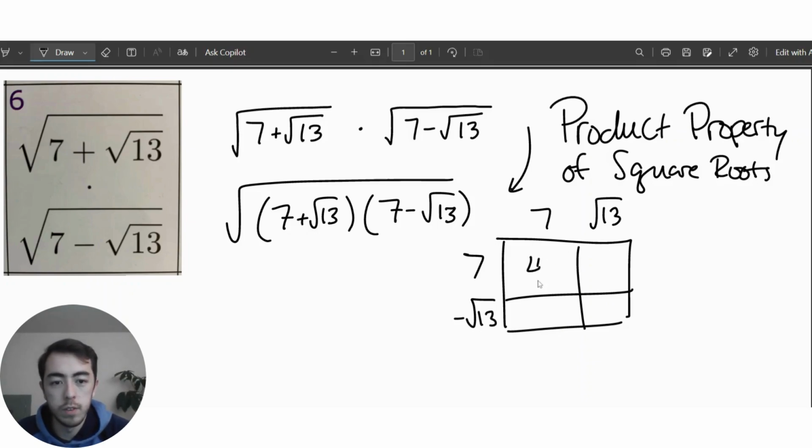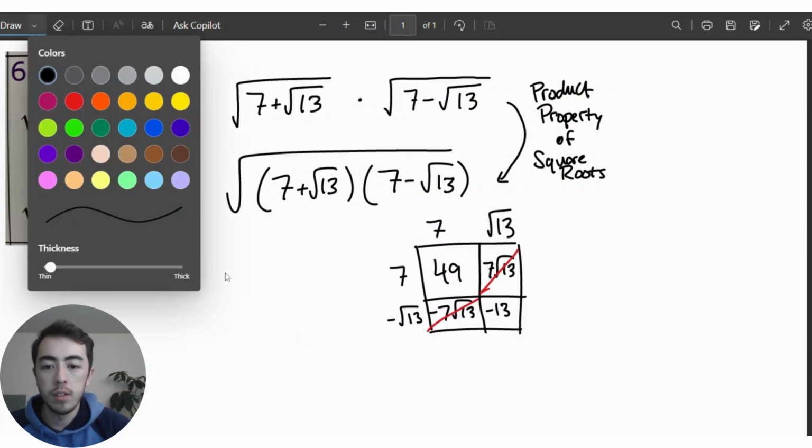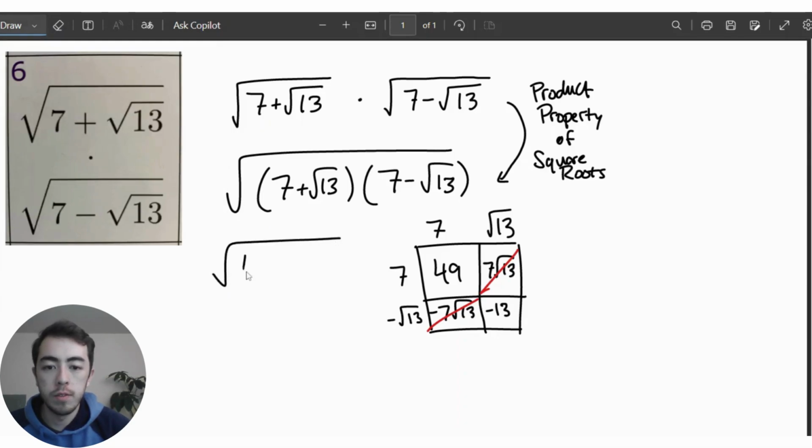So 7 times 7 is 49. These two together I'll just call 7 times root 13. These two make a negative 7 root 13. And these two together will make negative 13. Now that I found all 4 of these terms, I just need to add them all up to get my whole product. So fortunately, I noticed that this 7 root 13 and negative 7 root 13 cancel. And so I'm just left with the square root of 49 minus 13.